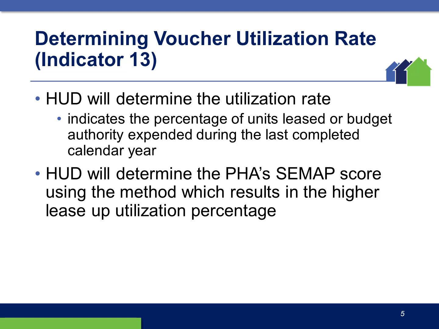The voucher utilization rate indicates the percentage of HCV units that are leased or the budget authority expended during the last completed calendar year. When determining the voucher utilization rate for SEMAP, HUD will calculate both rates and use the rate that results in the highest lease-up utilization percentage.